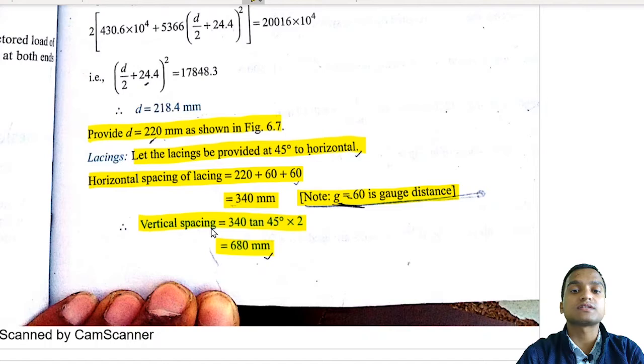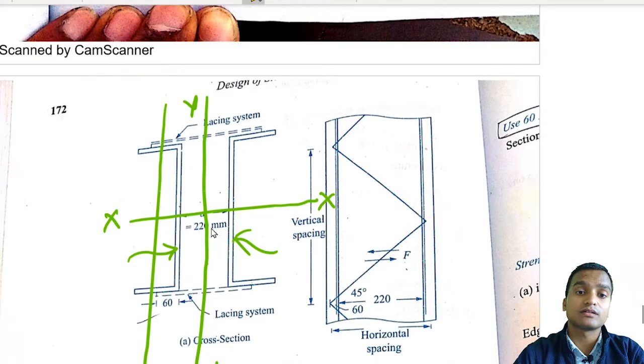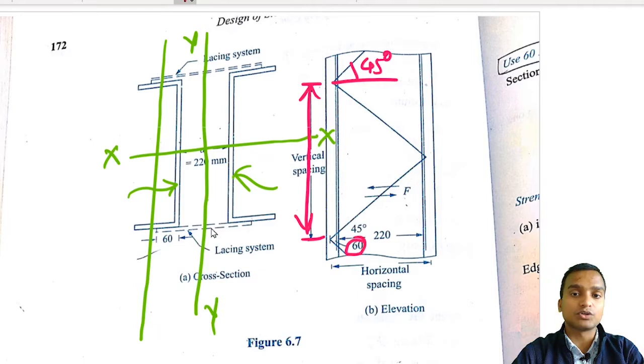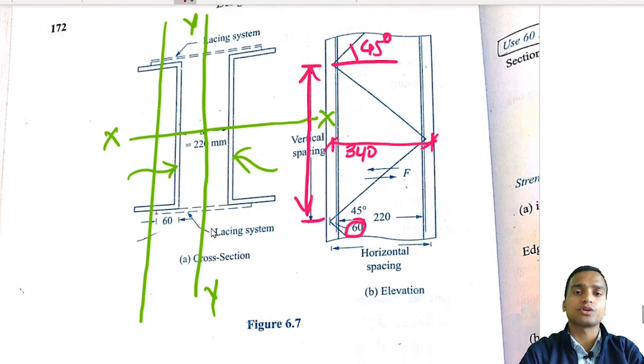local buckling failure. So this is my cross section and elevation diagram of the laced column, and now you can see this is the vertical spacing, this distance, and the angle of this lacing is 45 degree. So this 60 mm is kept as the gauge and d is equal to 220. So we can calculate that this much value is equal to 340. And from trigonometry we can get this vertical spacing equal to 680 mm.